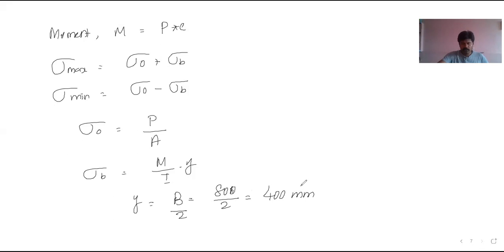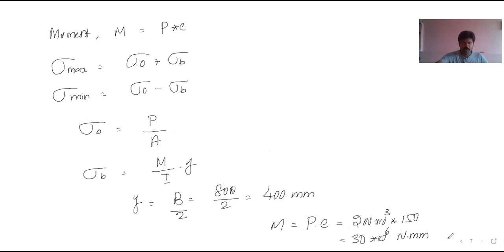Next, we should move on to the M value, Y value, and I value. I we have calculated already. M is equal to P into E. So what is the value of P? 200 into 10 cube is the P value, and the E value they have given as 150 eccentricity. So 200 into 10 cube into 150 becomes 30 into 10 to the power 6 Newton mm.